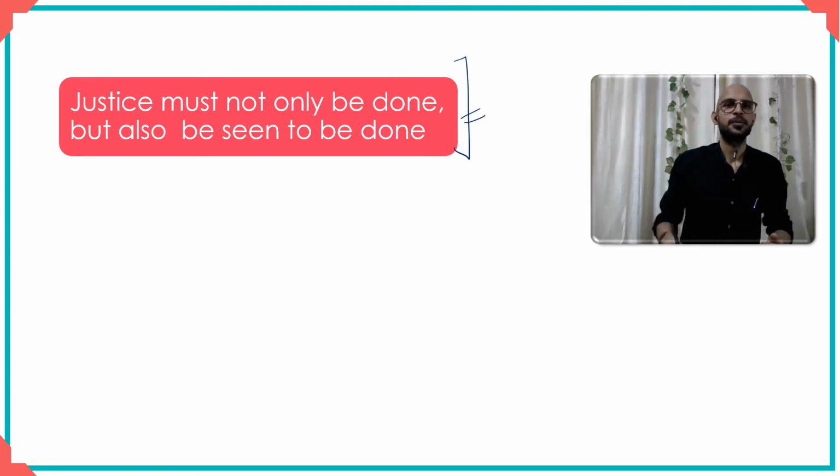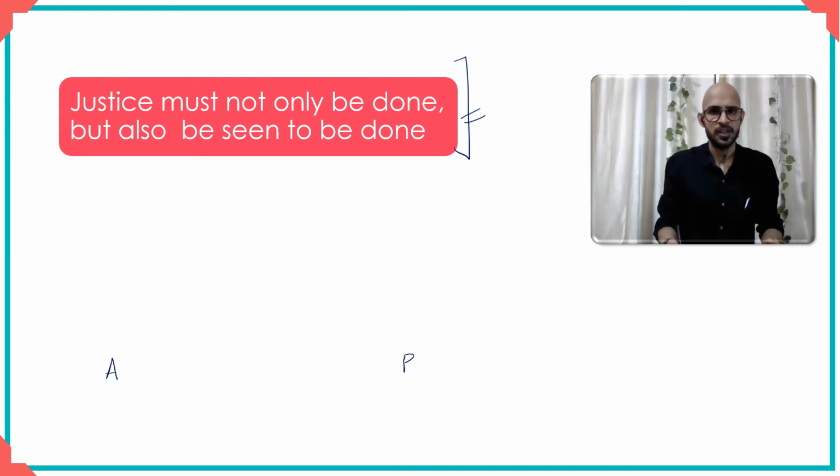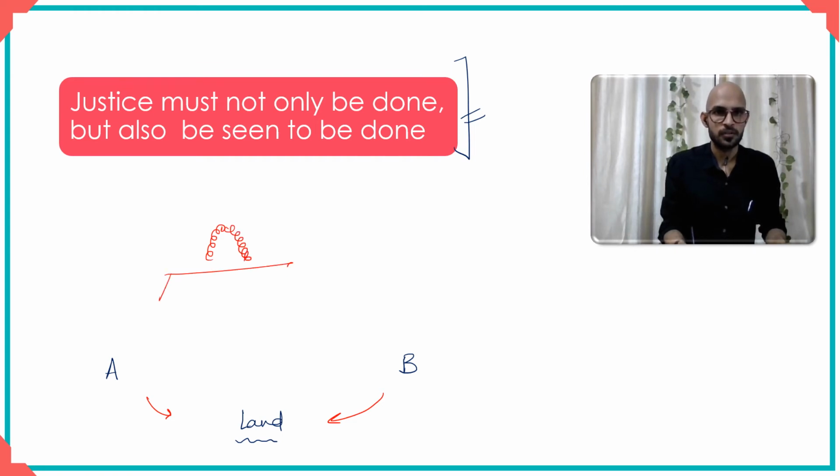Let me give you an example. Let us say there are two parties. Let us say they have a land dispute. So obviously A says the land is mine, B also says the land is mine. They have a dispute and they decide to knock the doors of the court, and here they are before the judge. Okay, here's the judge who is here.